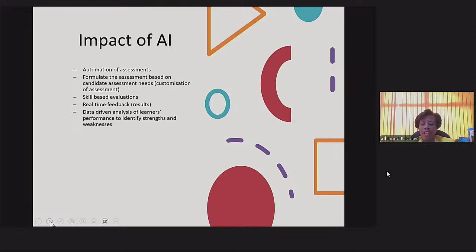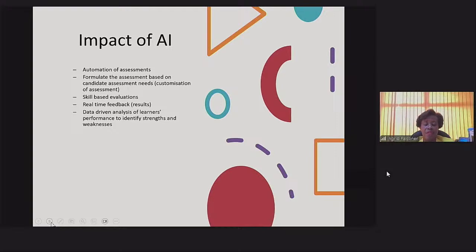The impact: automation of assessments. Of course, we love that. Automation of assessment formulates the assessment based on the candidate's needs. That's customization, personalization of assessment. Skill-based evaluation helps with real-time feedback, so once you complete the assessment you get your results. It also assists with data-driven analysis of learners' performance to identify their strengths and weaknesses and provide feedback.